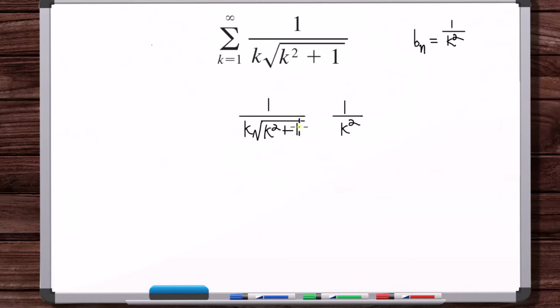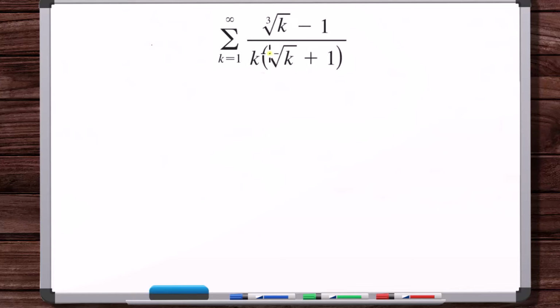Because you're always going to have this plus 1 in the numerator. It's the exact same thing, except this denominator is a little bit bigger, no matter what. So you have a smaller number. P series, this is convergent, but these terms are always greater than these terms. So by the comparison test, this is convergent.